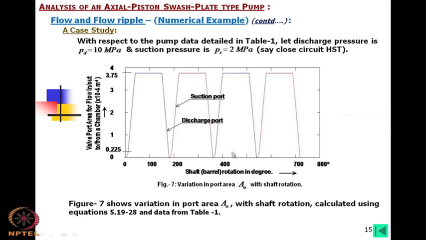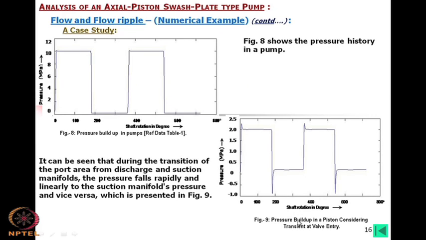So, this is a sample calculation, we have just calculated what the areas are, and as you find, when the full kidney port is coming onto the main ports, the full opening is there. So, this area you can compare with the area of the barrel kidney port. Okay. So, these are the areas, and then we plotted the pressure.